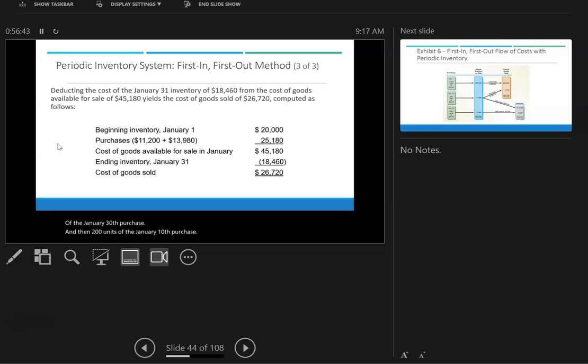So you see, we started with 20,000 units. We purchased 25,180 units. So we had on hand the $45,180. We show our ending inventory, the most current units, to give us our cost of goods sold. We don't keep track of our cost of goods sold after each sale using the periodic inventory. We only keep track of it at the end of the period.